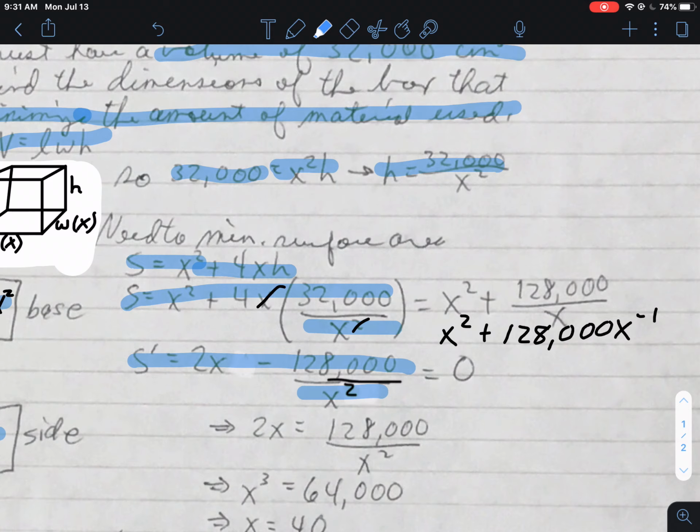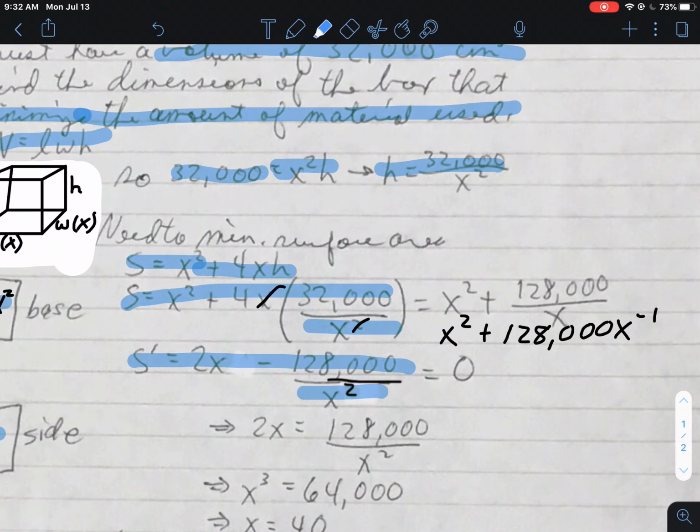Now notice that this derivative, as with the one we had earlier, is undefined when x equals 0. But like we said, that's not relevant to our particular situation, because x represents the length and width of our box. So by default, again, that has to be a positive value. So the fact that I have a critical number of 0 here is irrelevant. It doesn't make sense in the context of the problem.